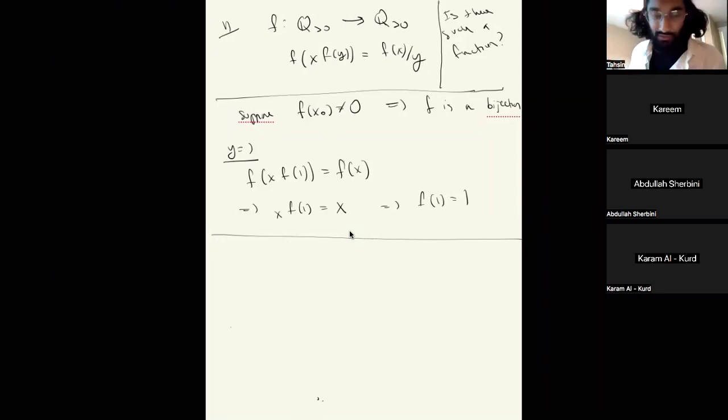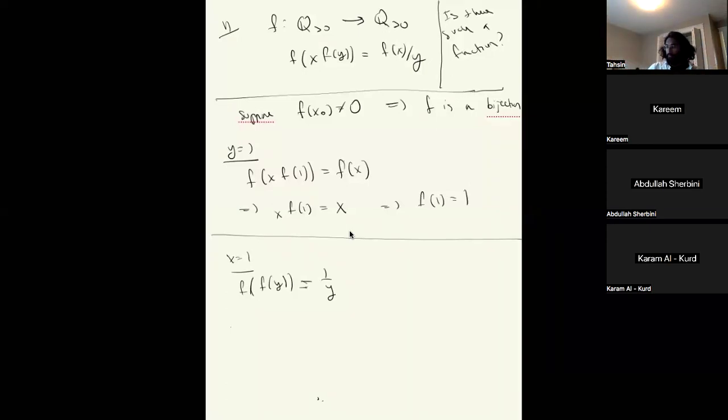I guess we're in the stage where we're trying to gather information, so there are other values of f we can determine. Maybe plug in x equals 1 now, and we know f of 1 equals 1. So f of y equals 1 over y. Sorry, that's right, I made a mistake. So f of y equals 1 over y. Great. This is a very strong piece of information. Now what can we do?